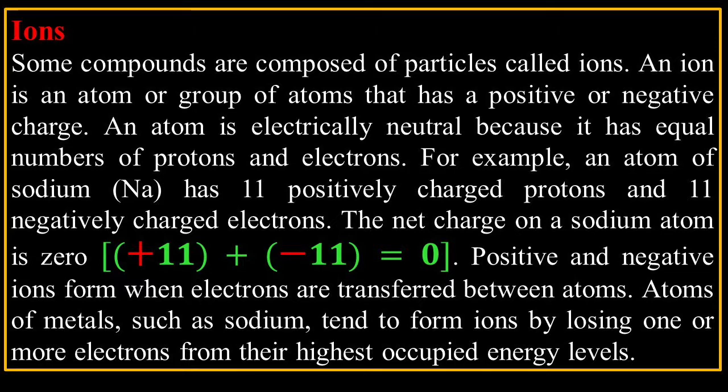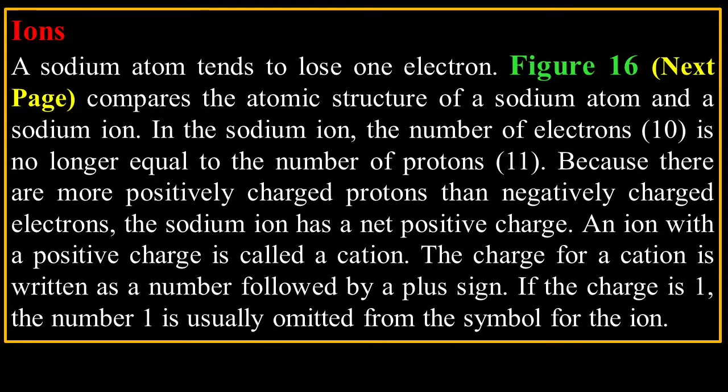Positive and negative ions form when electrons are transferred between atoms. Atoms of metals, such as sodium, tend to form ions by losing one or more electrons from their highest occupied energy level. Sodium will lose one because it's in group 1. A sodium atom tends to lose one electron. Figure 16, next page, compares the atomic structure of a sodium atom and a sodium ion.